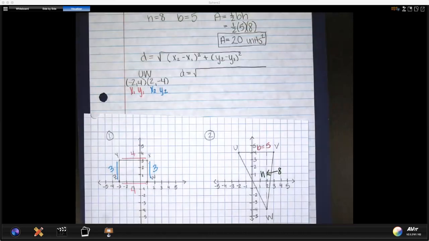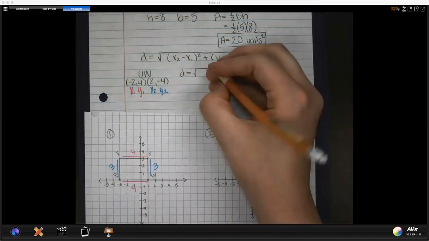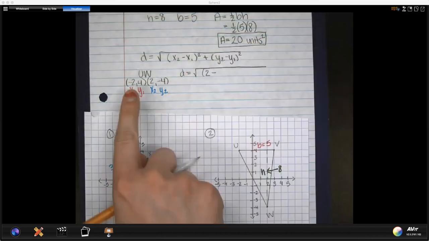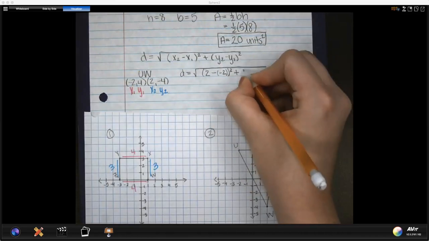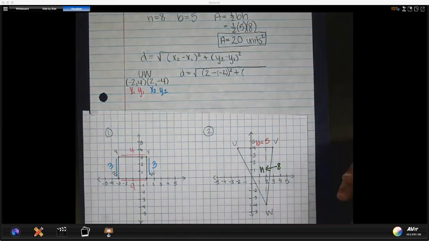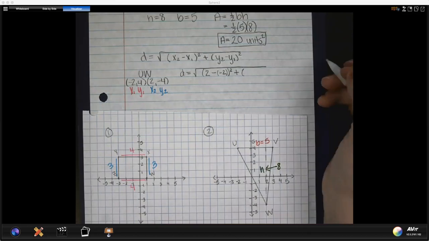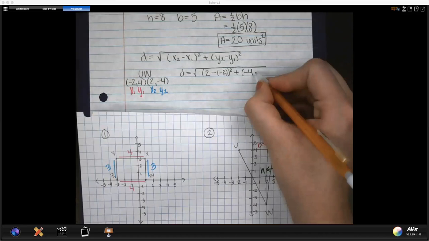Remember, you don't have to label them, but if that helps you, then you should do it, okay? So we have X2, which is 2, minus a -2, plus, what's the second expression going to say with Y2 minus Y1? What's the expression going to be? What minus what? -4 minus 4.